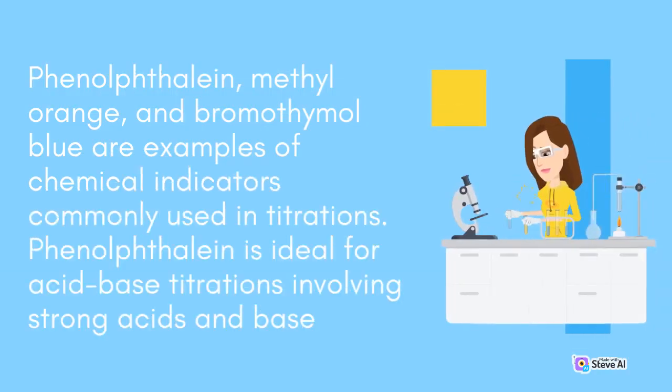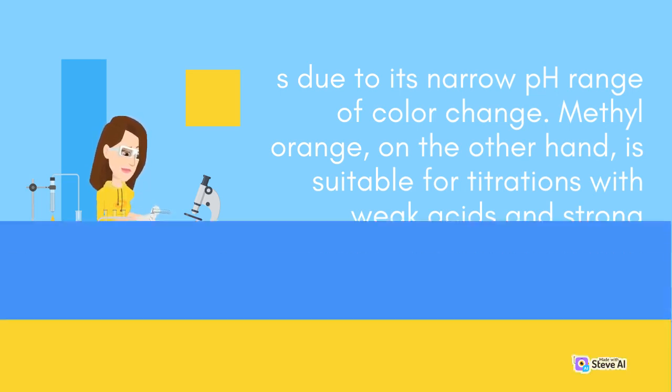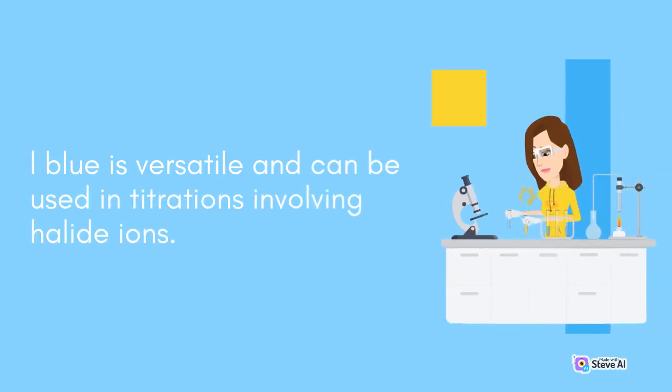Phenolphthalein, methyl orange, and bromothymol blue are examples of chemical indicators commonly used in titrations. Phenolphthalein is ideal for acid-base titrations involving strong acids and bases due to its narrow pH range of color change. Methyl orange, on the other hand, is suitable for titrations with weak acids and strong bases, as its color change occurs in a wider pH range. Bromothymol blue is versatile and can be used in titrations involving halide ions.